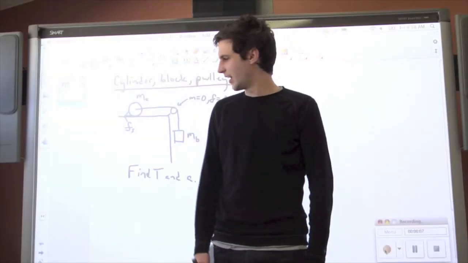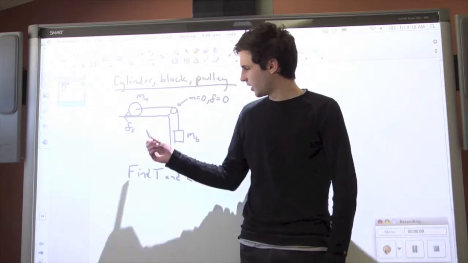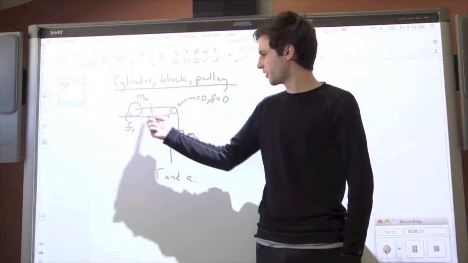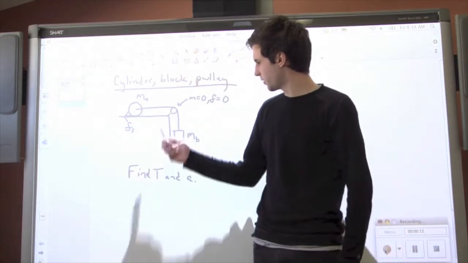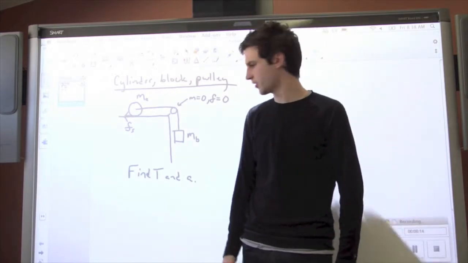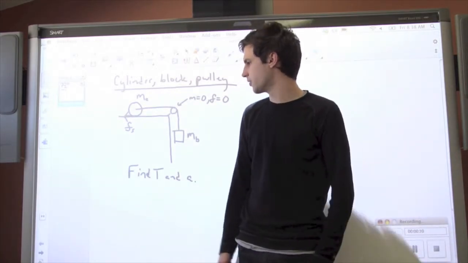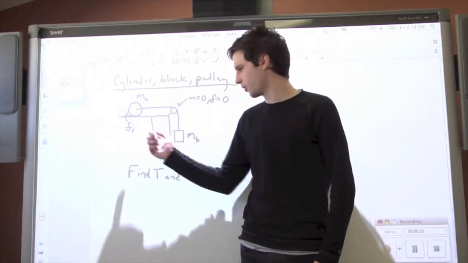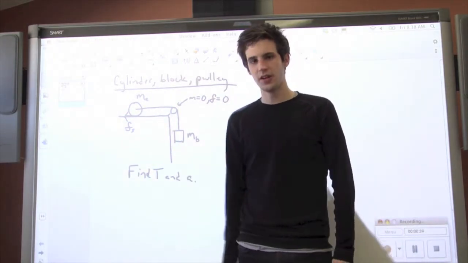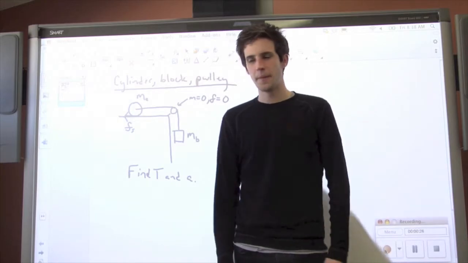Hi, I'm Rainer, and this week we're going to do a problem that involves a cylinder rolling on a table, which is connected by a massless frictionless pulley to a block that's hanging off the table. What we want to do is find the tension in this rope, and find the acceleration of this block going downwards.